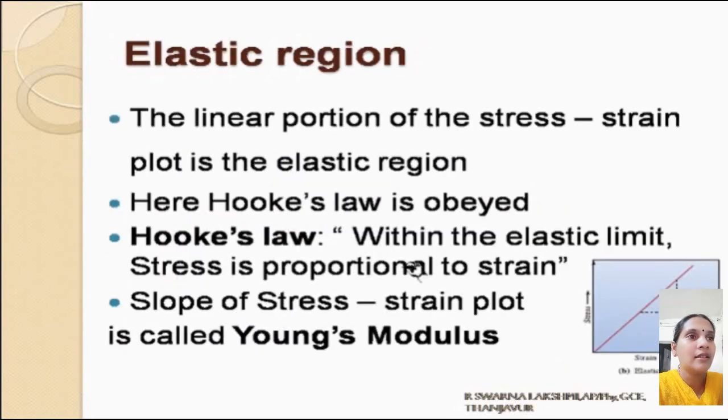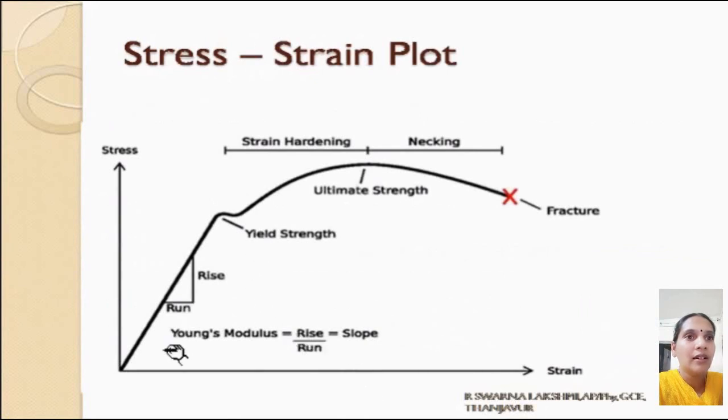That is, within the elastic limit, stress is proportional to strain. This is true only in the linear portion of the curve, and the slope of this linear portion is given the name Young's modulus E. That is the slope of the stress strain plot in the linear region.